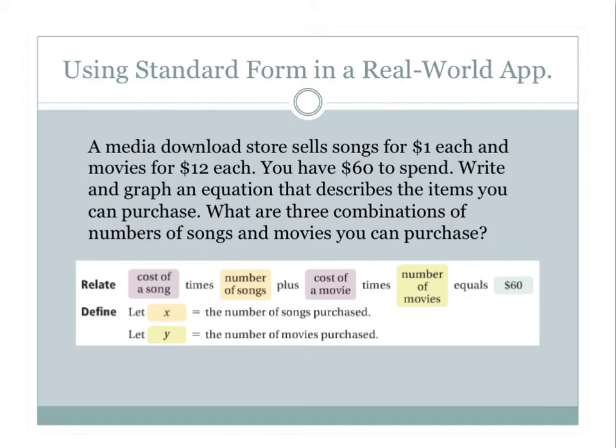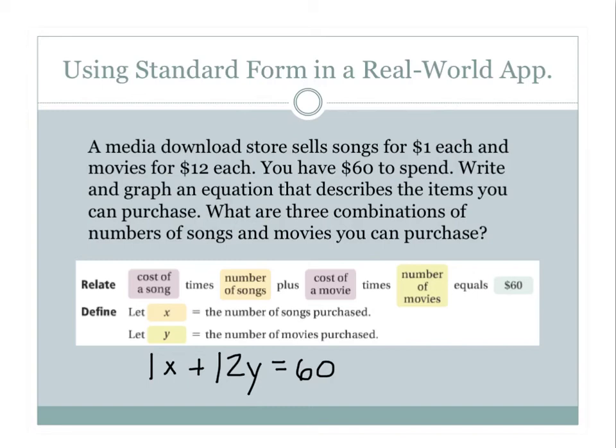Okay, so the cost of a song is $1. So I'm going to go ahead and write the 1 for the purposes of writing the equation times the number of songs. And we have here that we're going to let x equal the number of songs purchased. So 1 times x plus. And next we have the cost of a movie, which is 12, times the number of movies. And we have up here that we're going to let y represent the number of movies, and that total equals $60. So $1 times the number of songs plus $12 times the number of movies equals $60.